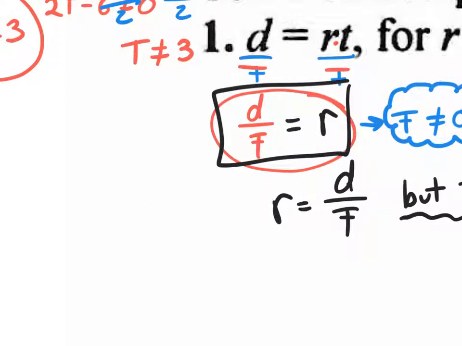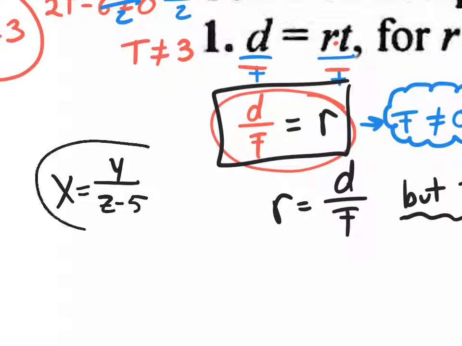Let's say I'm solving an equation, and let's say I'm solving for x, and I get x equals y over z minus 5. So let's say this were my answer. I also have to say but what?